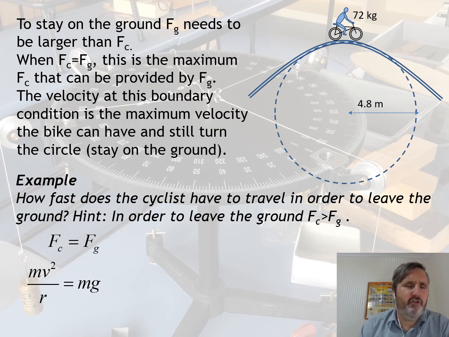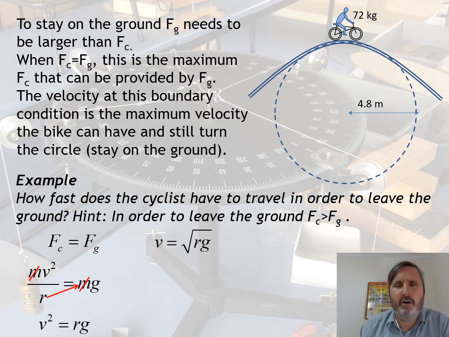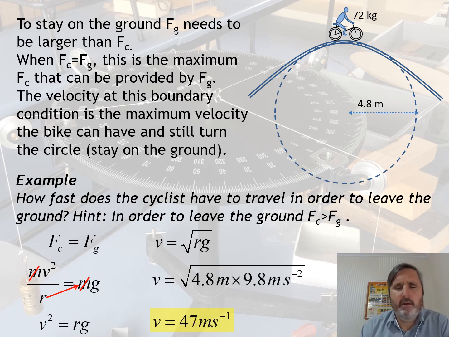So we substitute in the two equations here, cross out the masses because they're on both sides. So the mass actually isn't important here to work out. What's going to be important here is the velocity, right? So velocity squared equals the radius times gravity. So velocity equals the square root of radius times gravity. And we get this value here. The velocity is 47 meters per second.